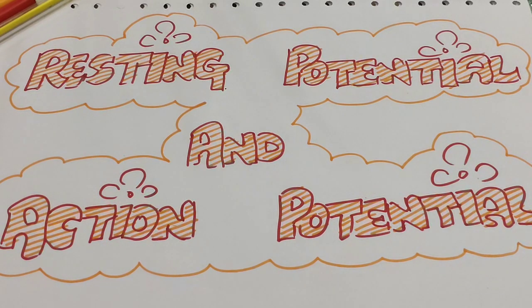So we will start with the resting potential and action potential. The first question arises: what is resting potential? The resting potential is when the nerve fiber is in the state of rest, that is, the nerve fiber does not conduct any impulse.